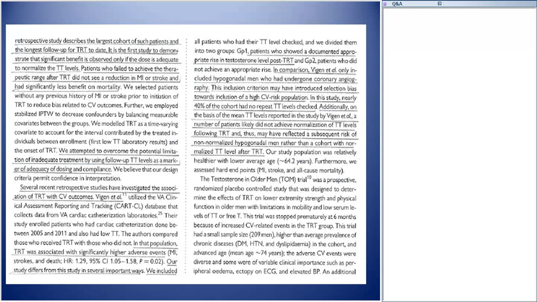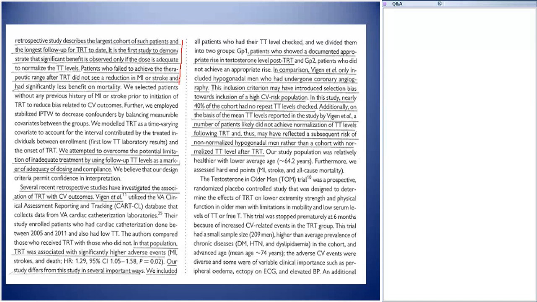In retrospective studies, they describe the largest cohort of such patients and the longest follow-up to date in this study. It was the first study to demonstrate that significant benefits were observed only if the dose is adequate to normalize the testosterone levels. Patients who failed to achieve the therapeutic range after therapy did not see any reduction in MI or stroke and had a significantly lesser benefit on mortality. Optimizing it, the higher the level, the better.